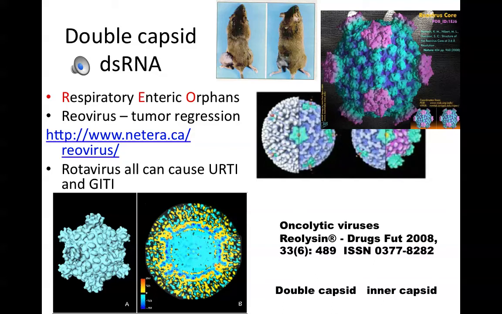There's also an illustration in the top photo of the little mouse who in the left hand image has a fairly sizable tumor on his left hind leg. After treatment with reovirus, the tumor is all but gone.